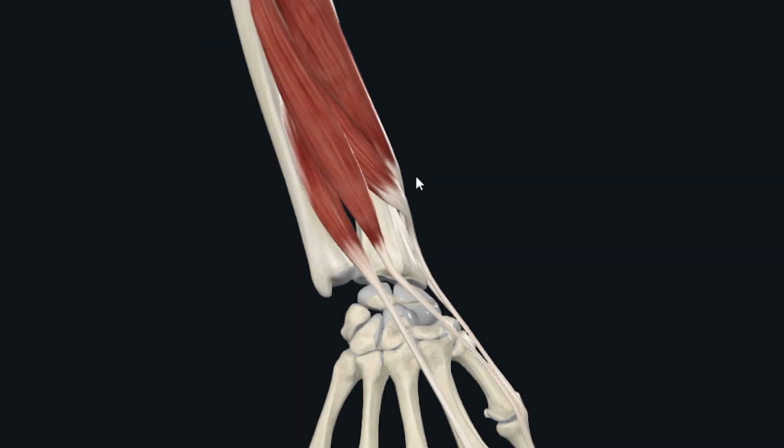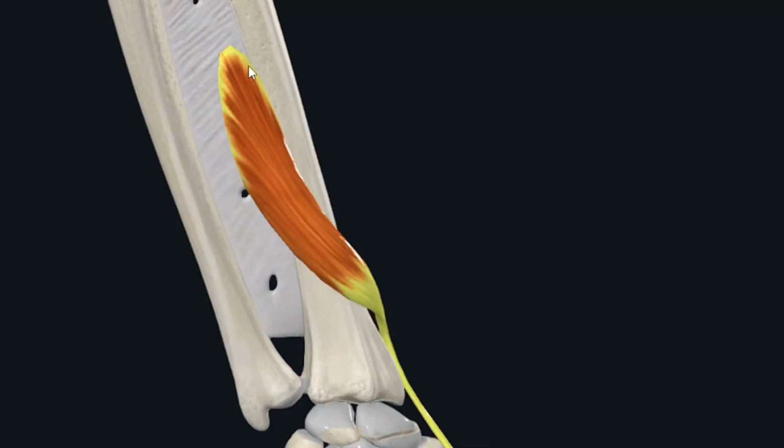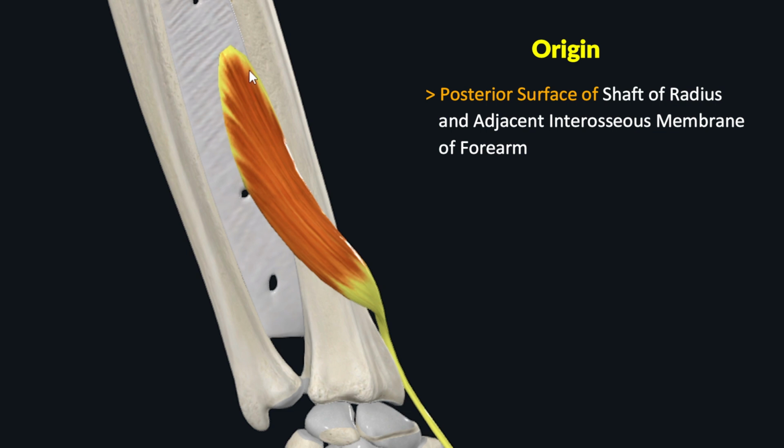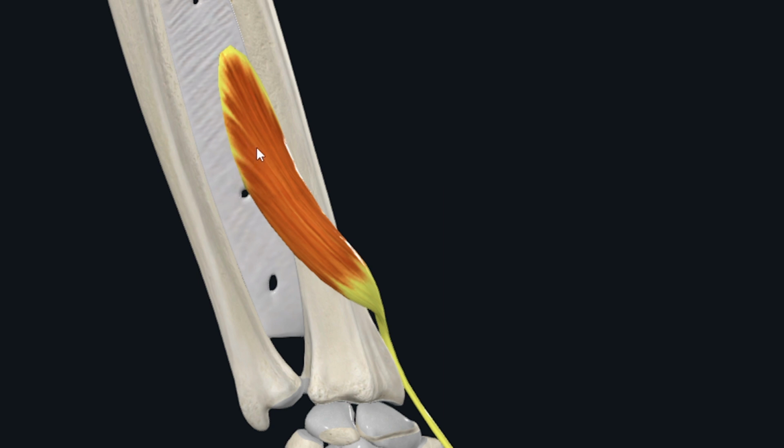Okay, so moving further medial towards the third muscle of the deep layer, which is the extensor pollicis brevis muscle. Okay, so this muscle has got its origin from the posterior surface of the shaft of radius and the adjacent interosseous membrane of the forearm, as you can see. And then after origin, the muscle fibers of this muscle spiral laterally over the distal radius to form a muscle tendon. And that muscle tendon then crosses the wrist joint to enter the hand.